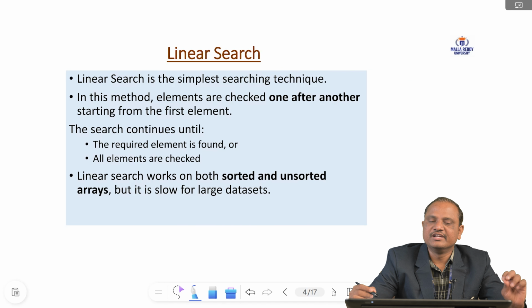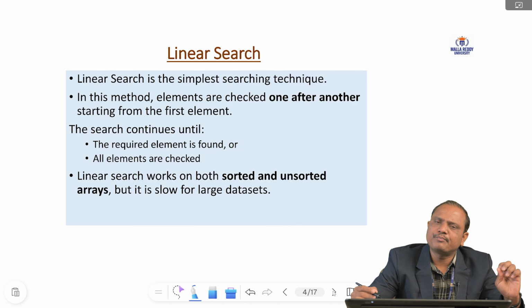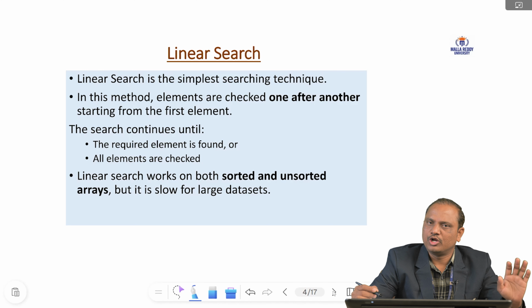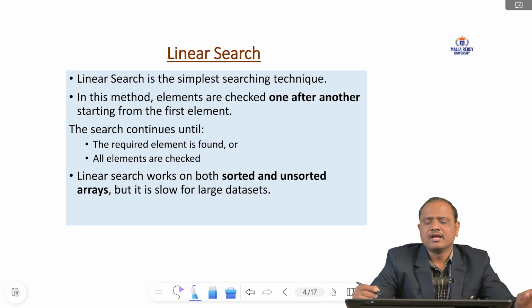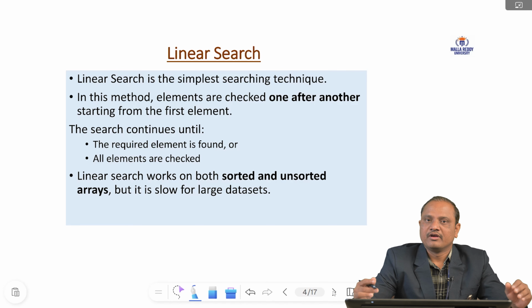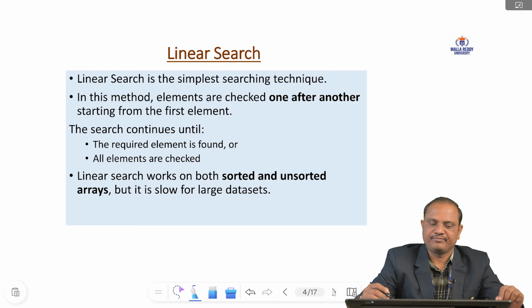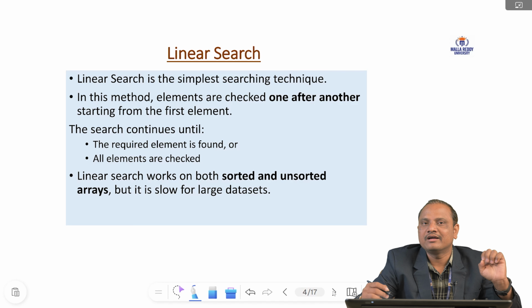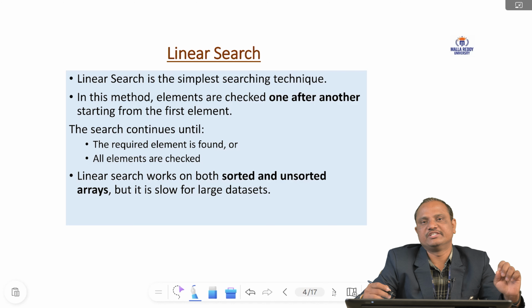So first one is linear search. Linear search is the simplest searching technique among all the techniques. In this method, elements are checked one after another in the array. It will start from the first element. The search continues until the required element is found or all elements are checked. Linear search works on both sorted and unsorted arrays, but it is very slow for large data sets.